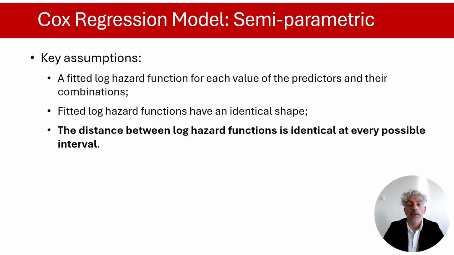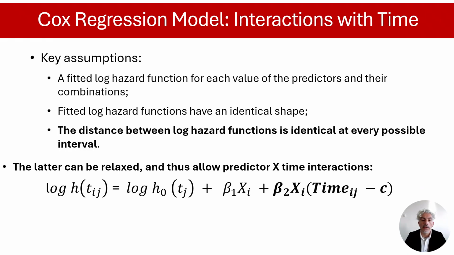I just wanted to illustrate that it is possible to test this assumption of constant distance and relax it. I'll just briefly introduce an example of how to do that. I will not go into too many details, but just to illustrate how this assumption can be relaxed to allow interactions between predictors and time, I will start from the Cox model expressed in terms of log hazard functions.